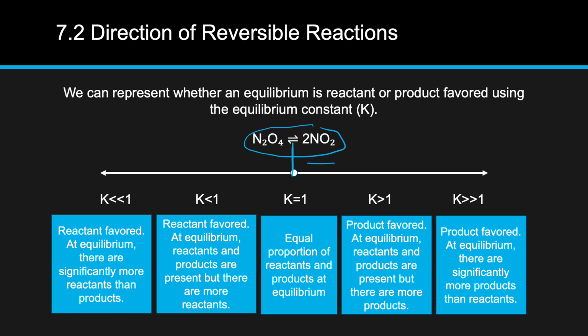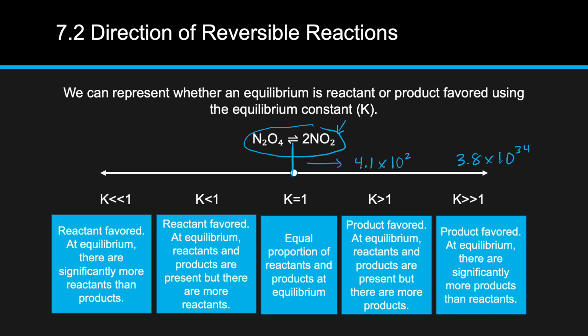Now, if I move to the right, I'm increasing K, I'm also increasing my number of products. So if I have a number like 4.1 times 10 to the second, that's going to be bigger than 1, but it's not going to be a huge number. So this means that at equilibrium, I still have reactants and products, I just have slightly more products than reactants. And then if I have a number like 3.8 times 10 to the 34th, this is a huge number. This is going to tell me that at equilibrium, I'm pretty much going to have all products and very few reactant molecules.